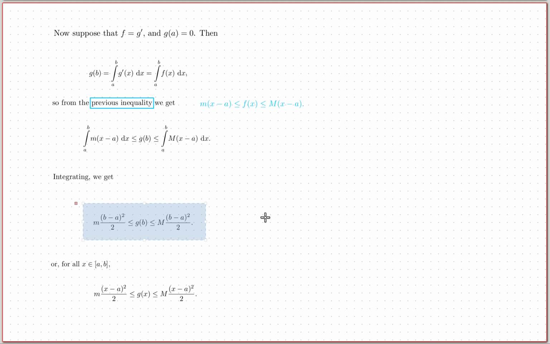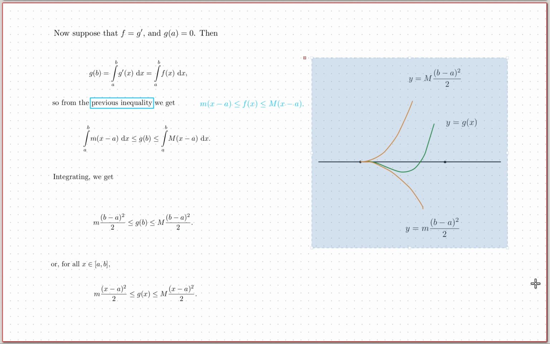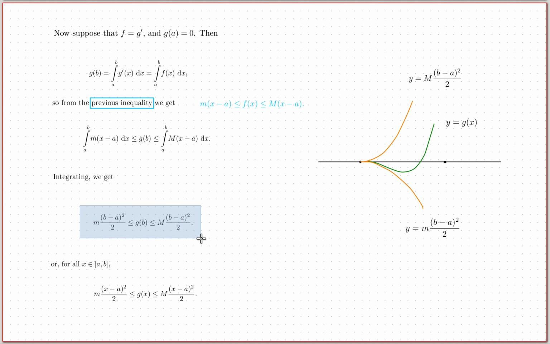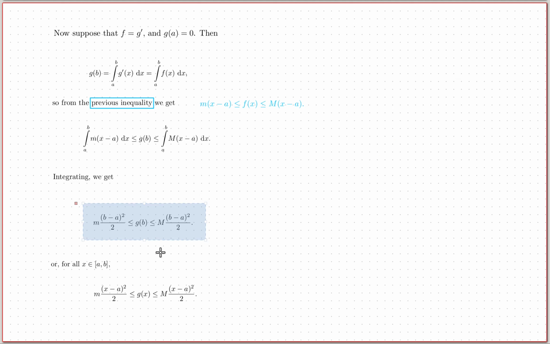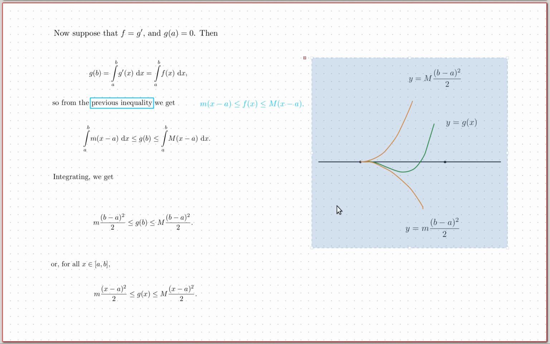Making the same argument we made before, this is actually valid for any value of b on the interval where g is differentiable. So we can restate it like this. We can say that g of x is always between m times x minus a squared over 2 and big M times x minus a squared over 2.